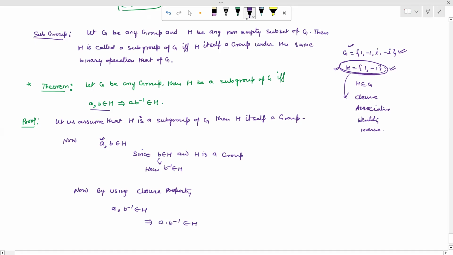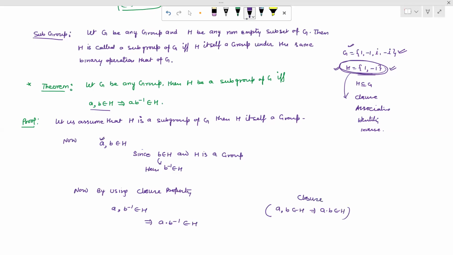So this is the first part. That means we have assumed that a, b belongs to H, then a b inverse belongs to H. Closure property: a and b belong to H, which implies that a into b belongs to H. So this is the closure property.